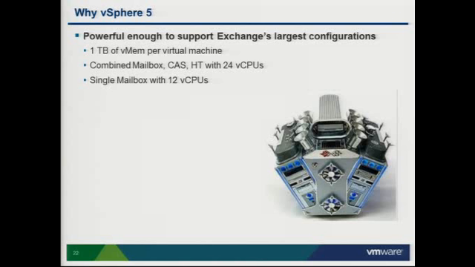In addition, you can even look at doing these combined roles, right? Microsoft will support up to 24 virtual CPUs if you want to combine CAS, hub, transport, and mailbox, right? So when you're looking at your architectures now, you have a lot more options with vSphere 5.